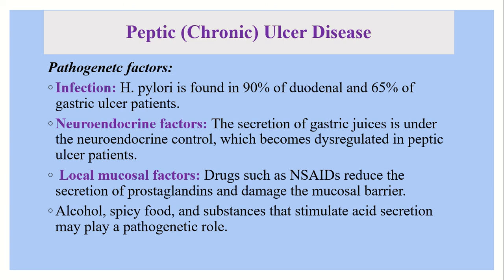The pathogenic factors of peptic ulcer diseases: infection. For example, Helicobacter pylori is found in 90% of duodenal and 65% of gastric ulcer patients. Neuroendocrine factors: the secretion of gastric juice is under neuroendocrine control, which becomes dysregulated in peptic ulcer patients. Then local mucosal factors, drugs such as non-steroidal anti-inflammatory drugs that reduce the secretion of prostaglandins and damage the mucosal barrier. Alcohol, spicy food, and substances that stimulate acid secretion may play a pathogenic role.